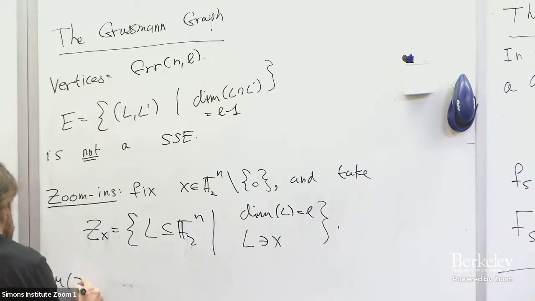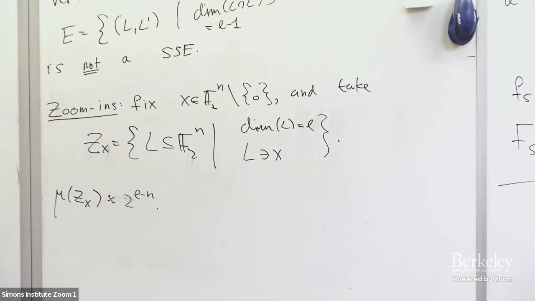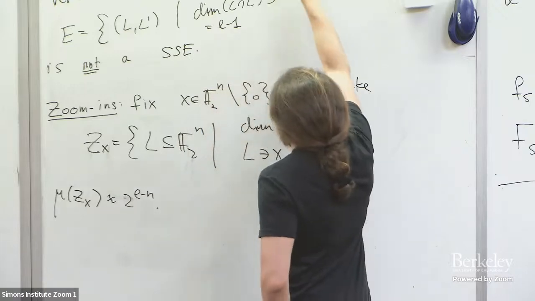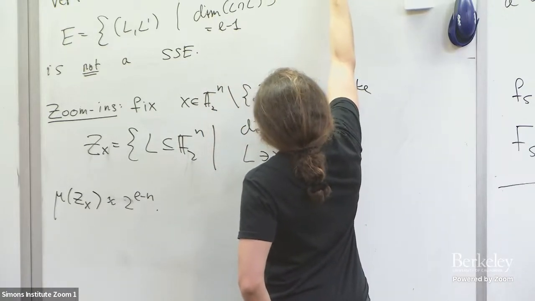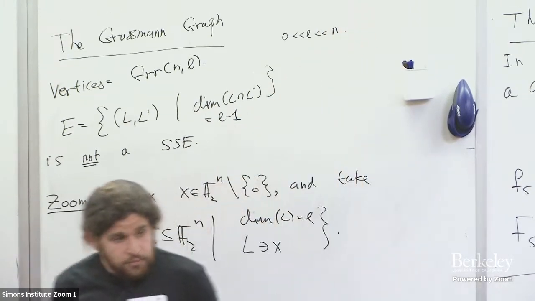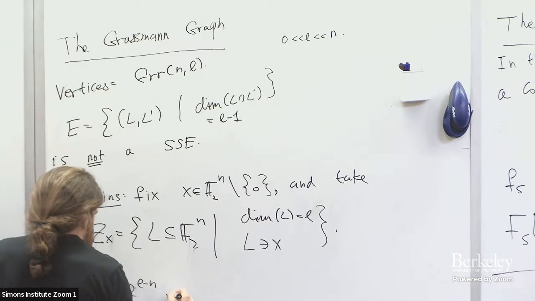So if you look at the measure of Zx, you'll see that it is roughly equal to 2 to the L minus n, which is small. So I should mention here that whenever we think about the Grassmann graph, we're going to think of L as some large constant, and n is much larger than L. So this measure is just little o of 1 for us.